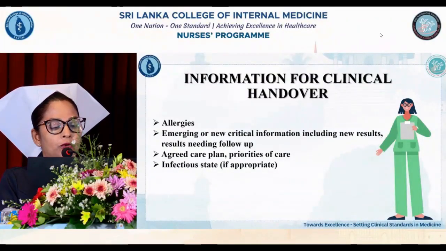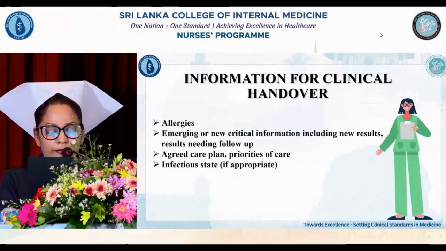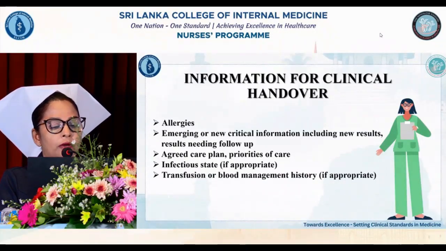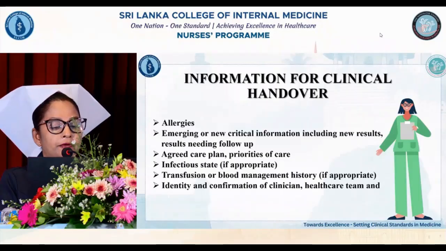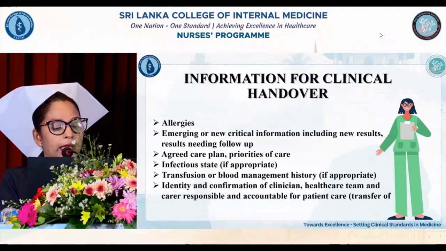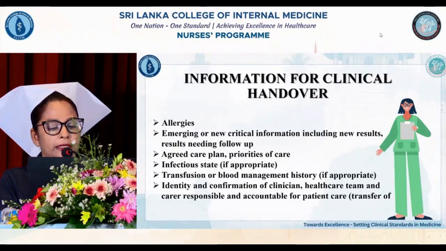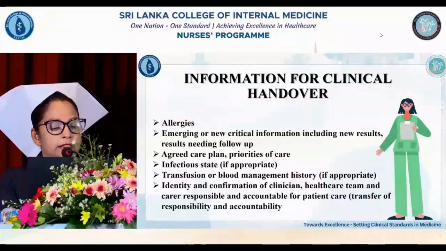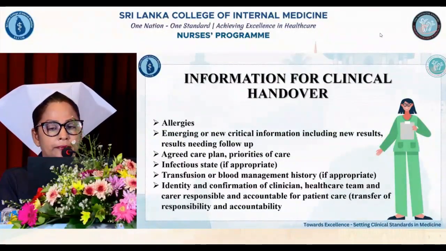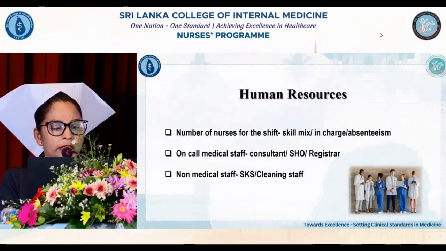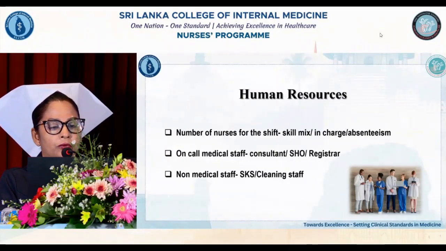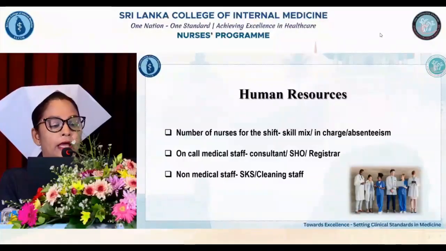Also to be handed over is the infectious status of the patient, if appropriate. Transfusion or blood management history, if appropriate. Identity and confirmation of the clinician, healthcare team and carer responsible and accountable for patient care. Transfer of responsibility and accountabilities. Not only the patient handover: during shift handover, as nurses, we have to check the human resources of the ward or unit. What human resources do you have to hand over?